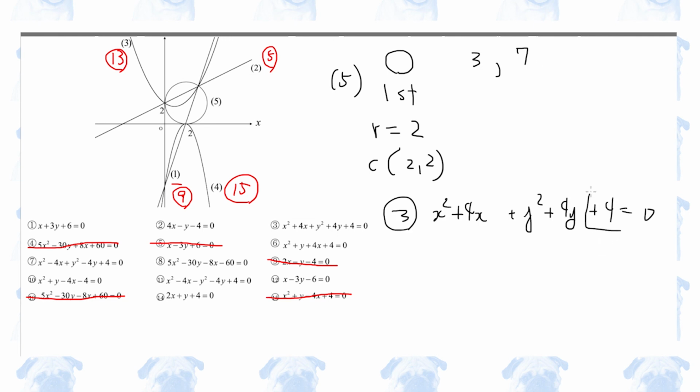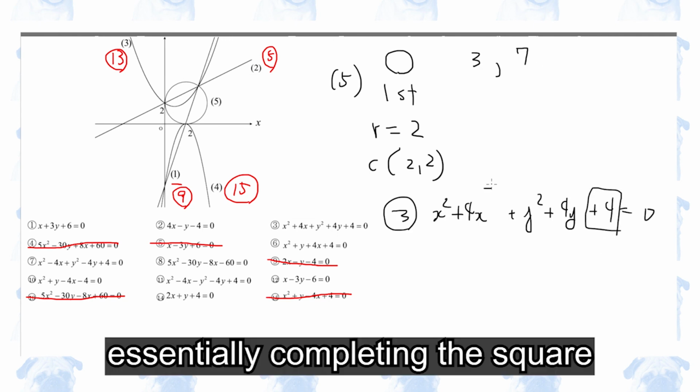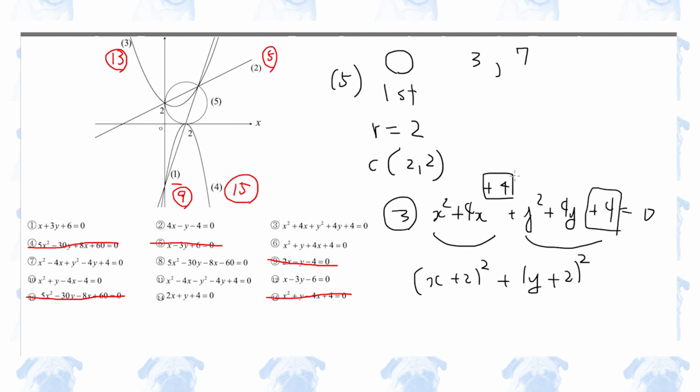So we have plus 4 here. If we had another plus 4, then we could factorize these two parts as follows. But then, because we added 4 to the left-hand side, we also need to add 4 to the right-hand side. This is 2 squared. So the center of this circle is minus 2, and the radius is 2. So the answer must be 7. And this is the end of this exam paper.